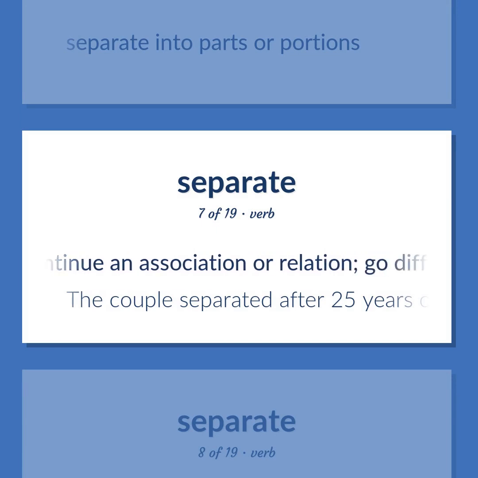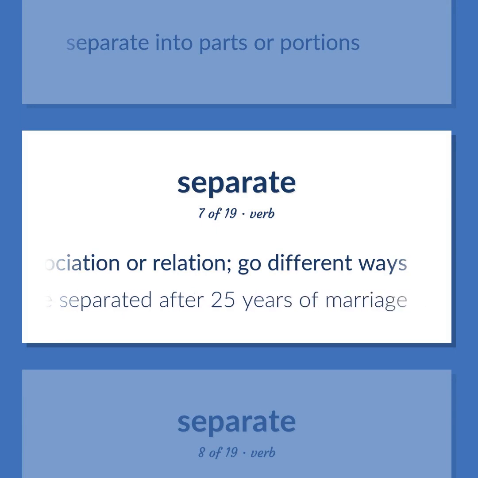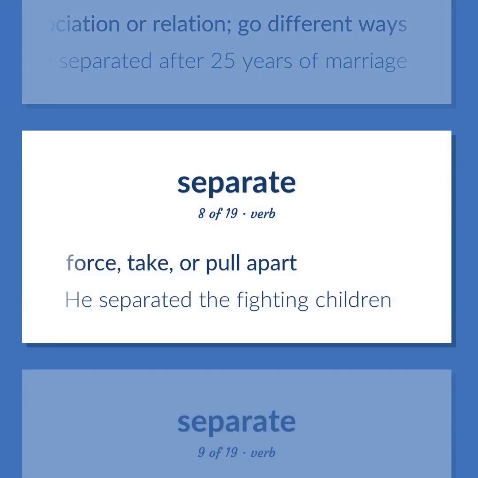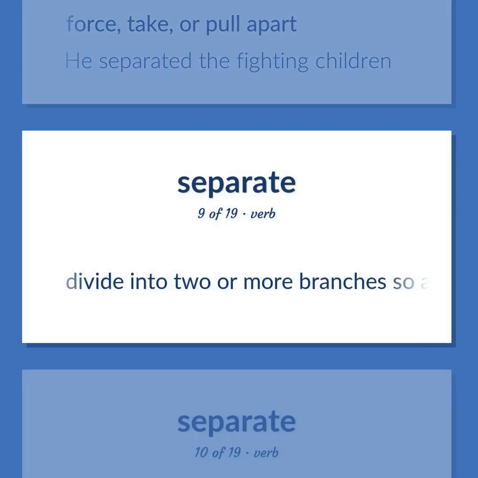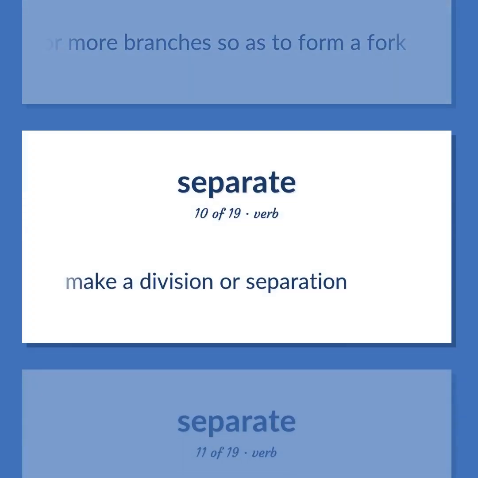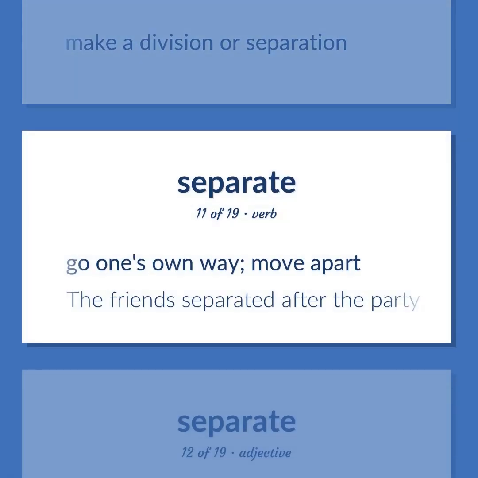Discontinue an association or relation. Go different ways. The couple separated after 25 years of marriage. Force, take, or pull apart. He separated the fighting children. Divide into 2 or more branches so as to form a fork. Make a division or separation. Go one's own way. Move apart. The friends separated after the party.